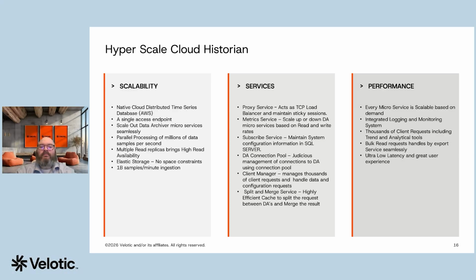The client manager, making sure that you can manage thousands of client requests and handle all the configuration. Highly efficient cache, right? We've designed this from the ground up to be performant. Every microservice is scalable based on demand, from 0 to maximum capacity. So you're only ever using as much Historian on the hardware as you need to and on the infrastructure. So we could scale from very, very small to huge, depending on your need as a user, right?